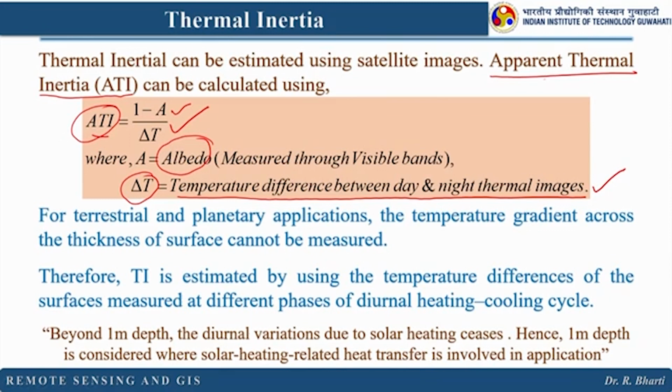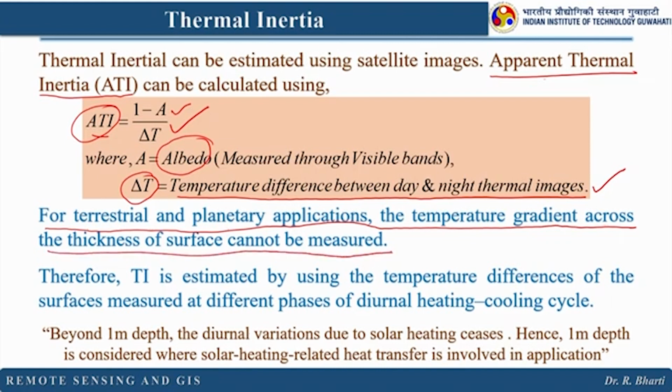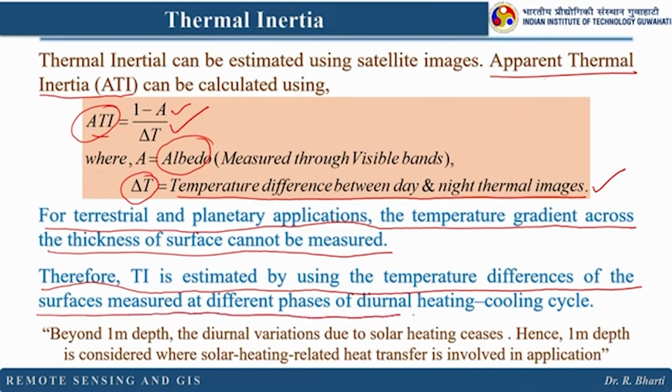So for terrestrial and planetary application, the temperature gradient across the thickness of the surface cannot be measured. Therefore, thermal inertia is estimated by using the temperature difference of the surface measured at different phases of the diurnal heating and cooling cycle. And once you have that, you can easily find out this delta T.